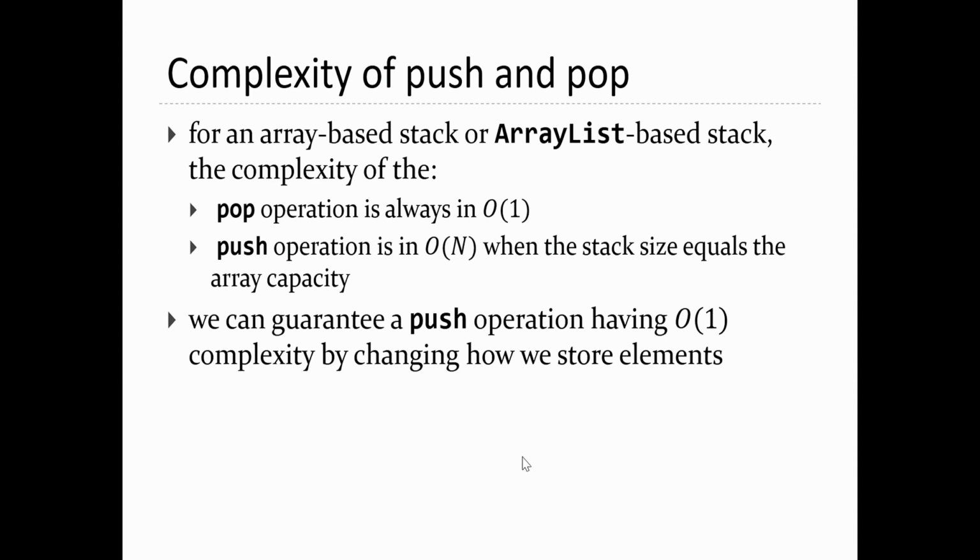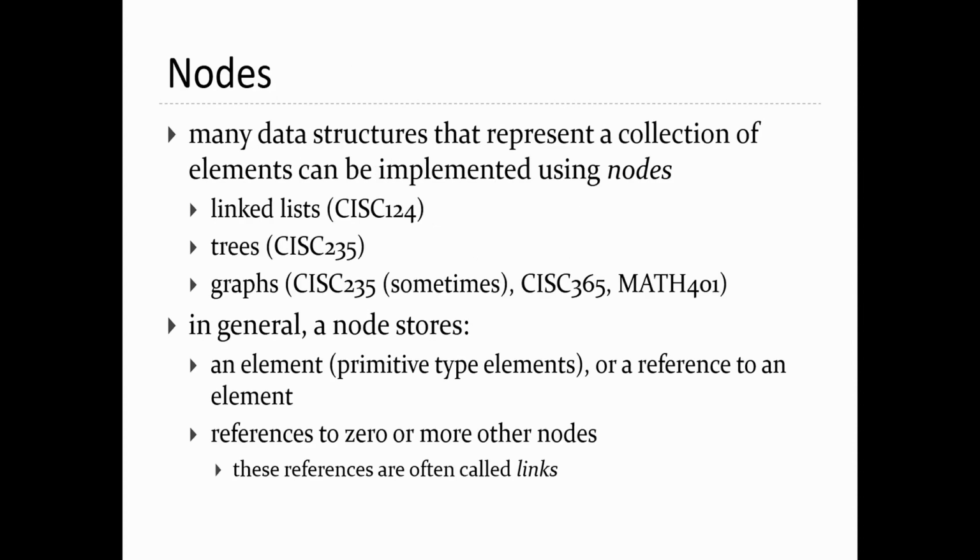It turns out you can implement a stack so that push and pop are both in big O of 1 complexity. So in the worst case, it always takes a constant amount of time, and O(1) is a lot faster than O(n). So this seems like it might be a useful thing to do. How are we going to do this? We're going to use these things called nodes. It turns out many classic computing science data structures represent some collection of elements, and the way they represent the collection is using these things called nodes.